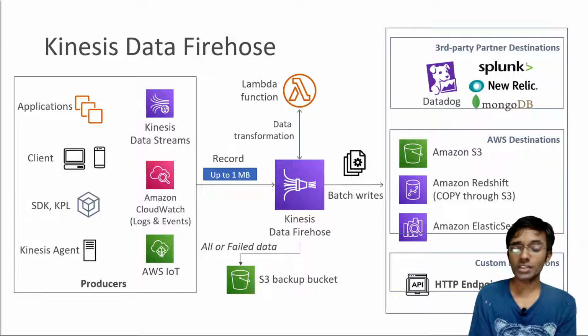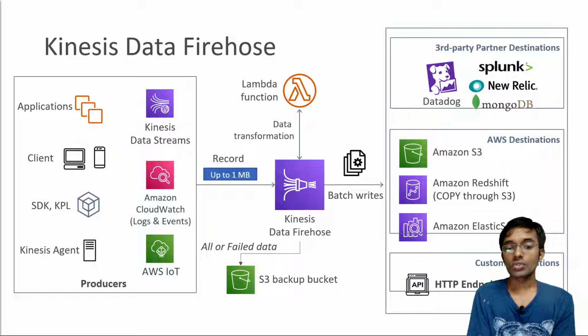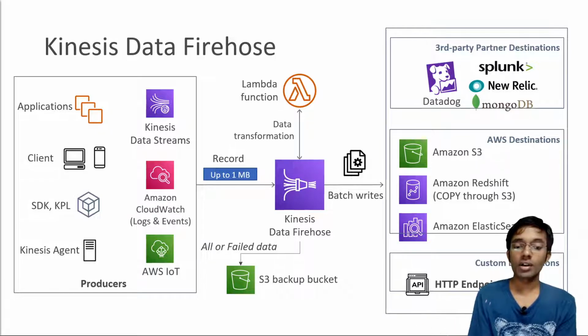all the Kinesis agents can all produce into your Kinesis Data Firehose, but also Kinesis Data Stream can produce into Kinesis Data Firehose. Amazon CloudWatch logs and events can produce into Kinesis Data Firehose, or IoT. All these applications are going to send records into Kinesis Data Firehose, which can optionally choose to transform the data using a Lambda function, but this is optional. And once the data is transformed, it can be written in batches into destinations.